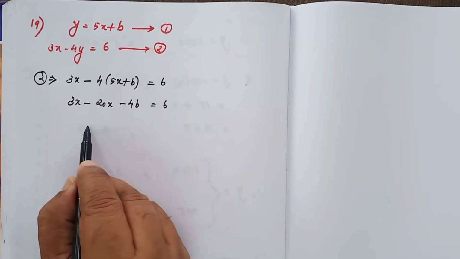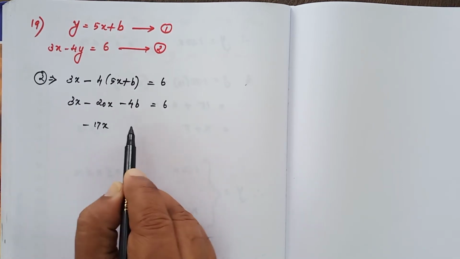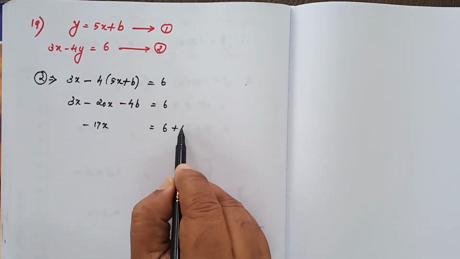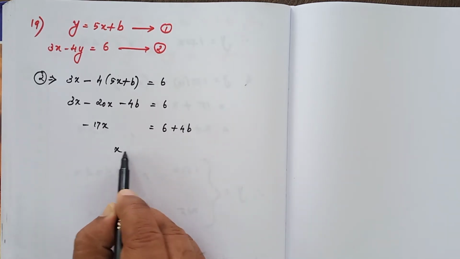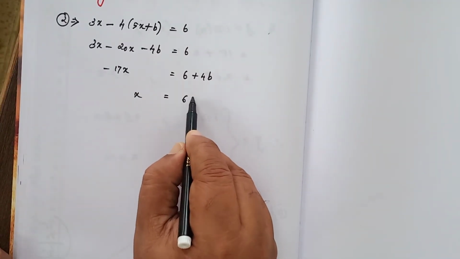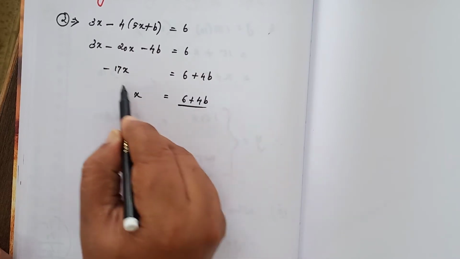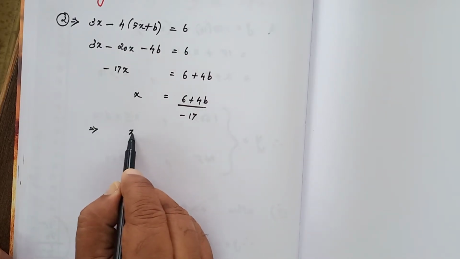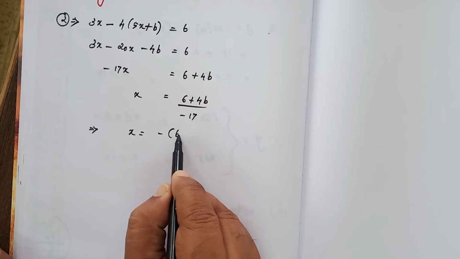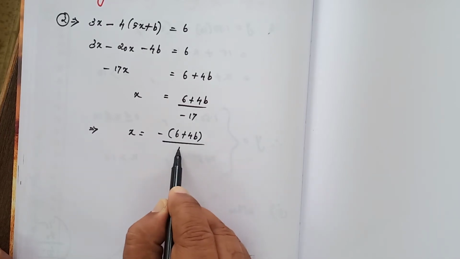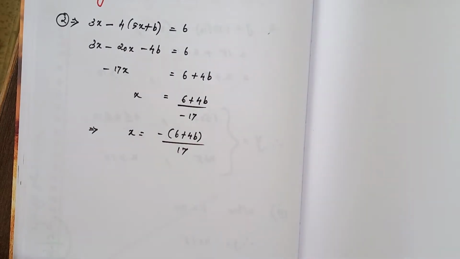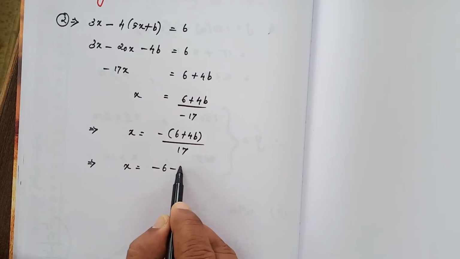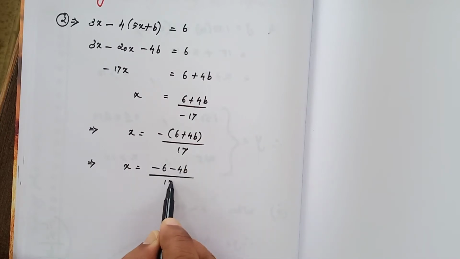3x minus 20x equals minus 17x, equals 6. Minus 4b comes to the right hand side, plus 4b. So x equals 6 plus 4b divided by minus 17. Minus 17 comes to the denominator. Even you can write x equals minus of 6 plus 4b divided by 17. Okay. If you multiply by minus, you will be getting minus 6 minus 4b whole divided by 17.